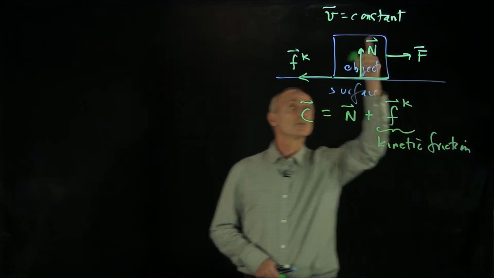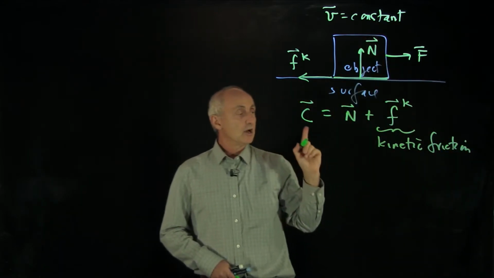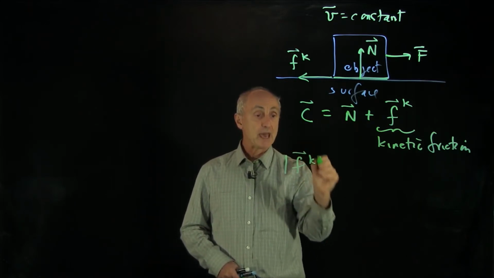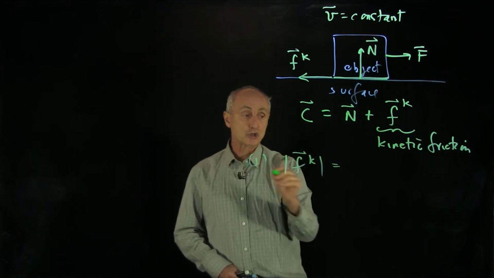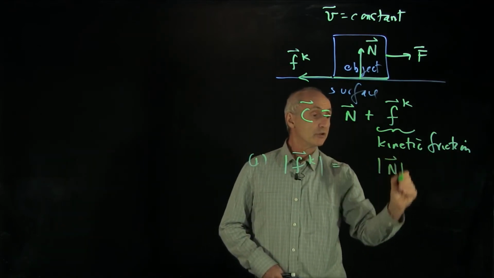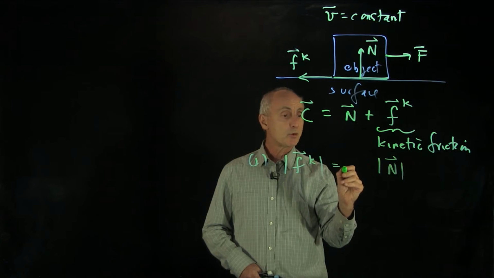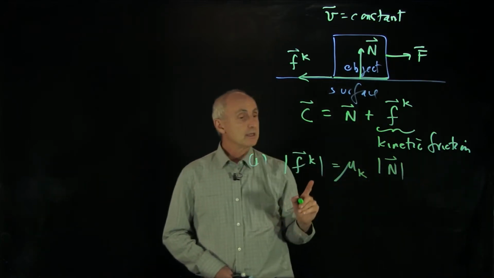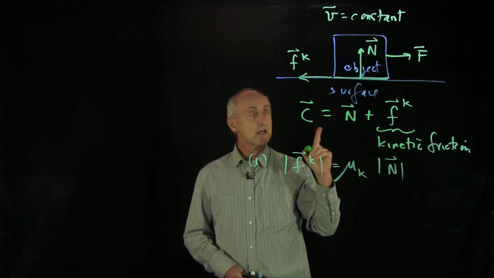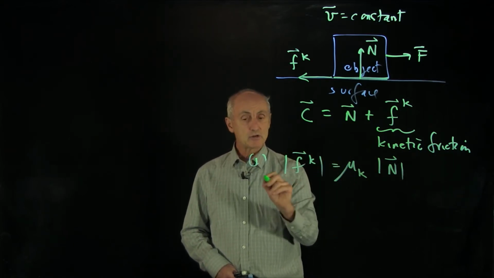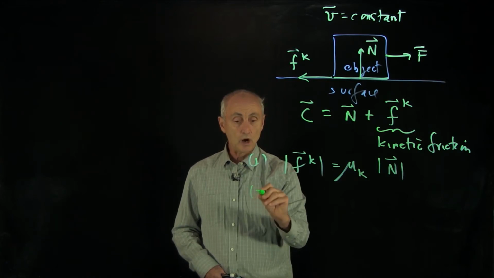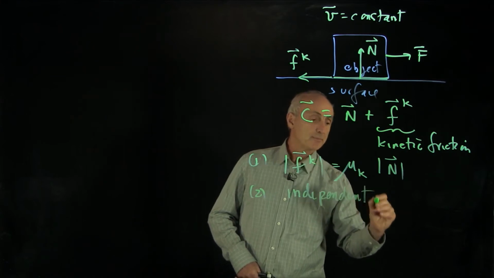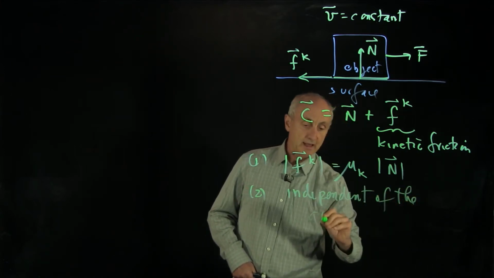Now, when the object is moving at a constant speed, we know from experiment that the magnitude of the kinetic friction is proportional to the magnitude of the normal force, and the constant of proportionality is called the coefficient of kinetic friction. Now, this law is telling us something very interesting, that two key properties are, one, that it's independent of the contact area. Now, what do we mean by that?